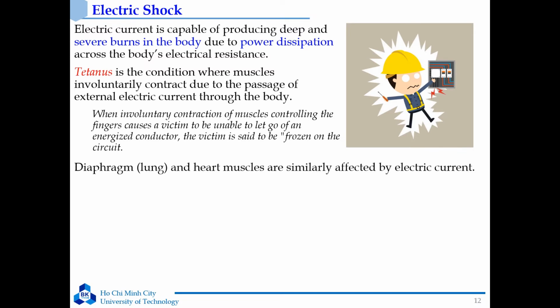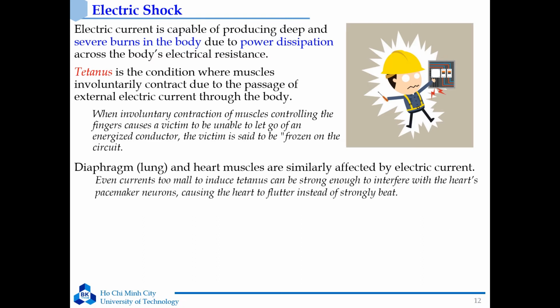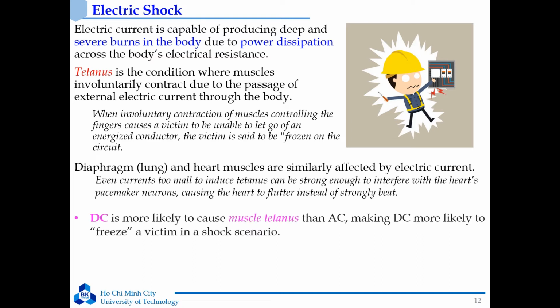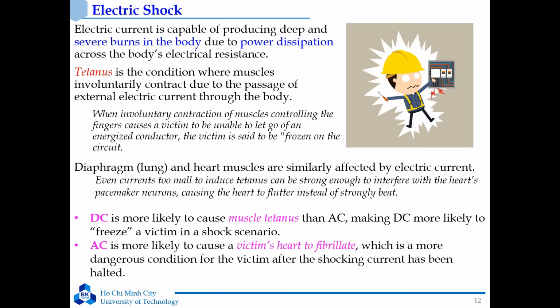The diaphragm and heart muscle are also affected by electric current. The electric current causes the heart to flutter. DC is more likely to cause muscle tetanus than AC, making DC more likely to place the victim into the shock scenario. AC is more likely to cause the victim's heart to fibrillate, which is the more dangerous condition for the victim after the shocking current has been halted.